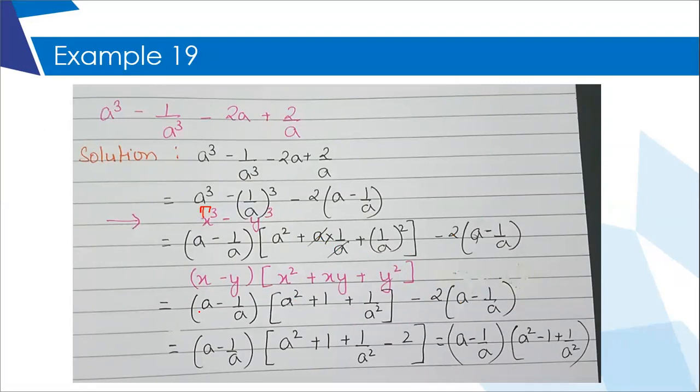Now in the third step, a minus 1 upon a is copied. Second bracket, this is a square, this 1 upon a whole square becomes 1 upon a square, and this is plus 1. Children usually forget this part. After cutting it, they just forget to write it in this step, and they just write a square plus 1 upon a square. So you have to remember that after cutting, plus 1 is left.